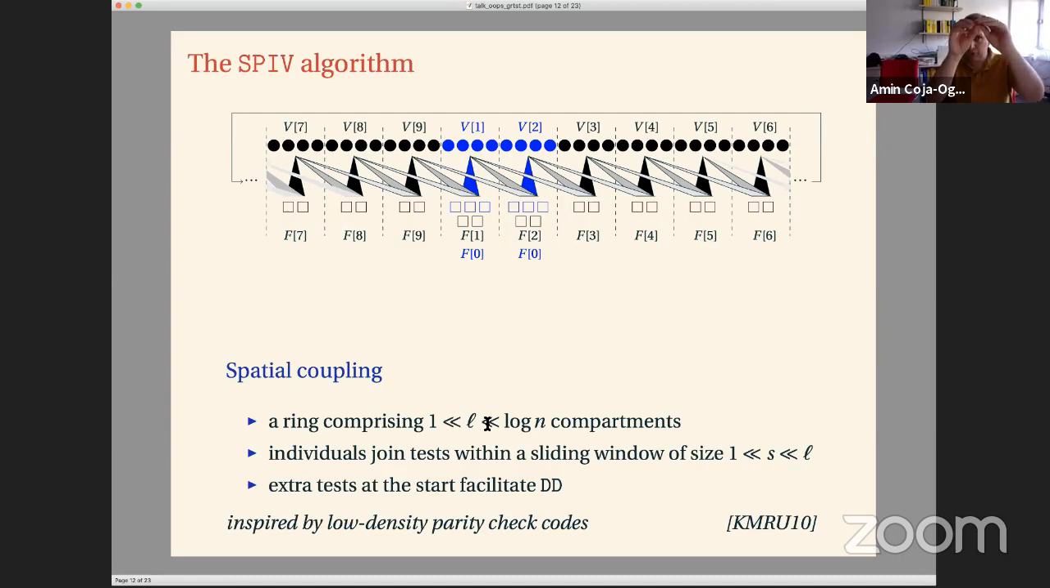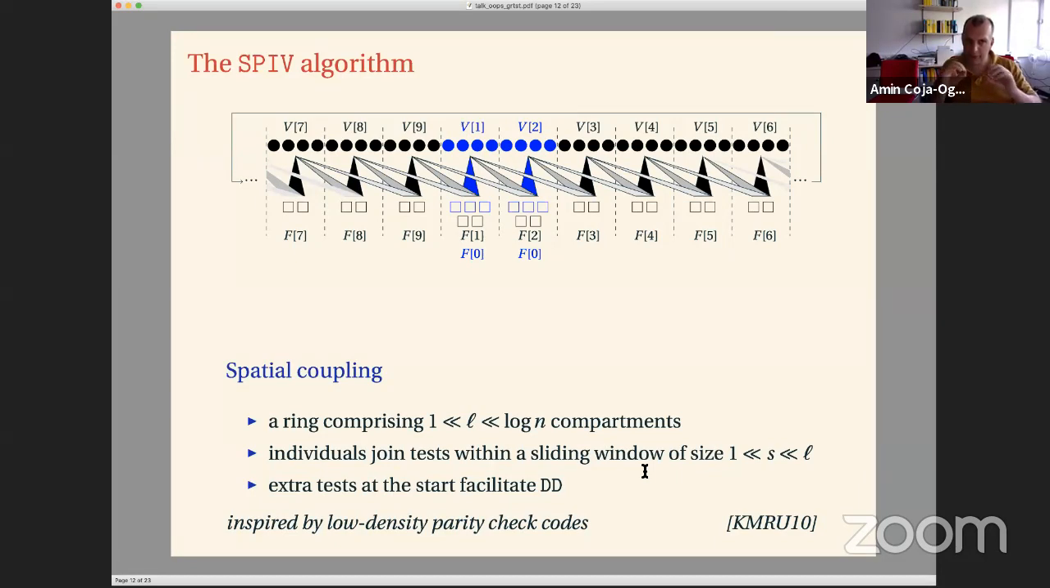And so the way we allocate individuals within the compartments is just random. So every test receives an equal number of individuals from each compartment where it gets tests from, and each individual joins an equal number of tests in each of the s compartments where it participates. So it's a blend of a geometric construction and of a random construction. Like I said, a similar idea was previously used in low-density parity check codes, and also in compressed sensing, which is another example of an inference problem that you might learn about next week. So that's the idea of spatial coupling.